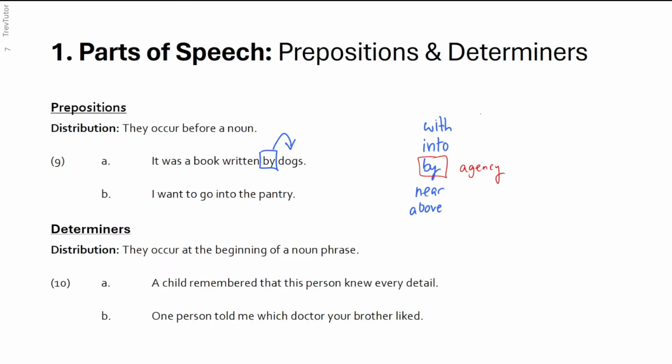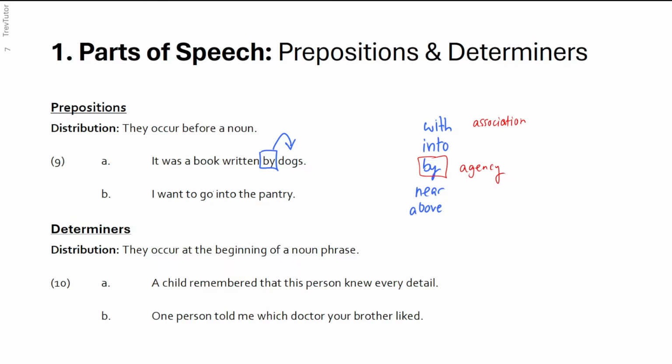And "with," for the most part, is about association. So who are you doing things with? What are you doing something with? Like "I bribed him with money." So that's the association that you're using to do it with, the bribing with. Or "I went to the movies with Jim." You're going with Jim to the movies, so you're associating with him. And then "into," "near," "above," and a bunch of other ones are just going to be locations.